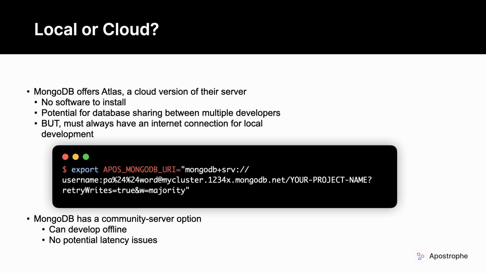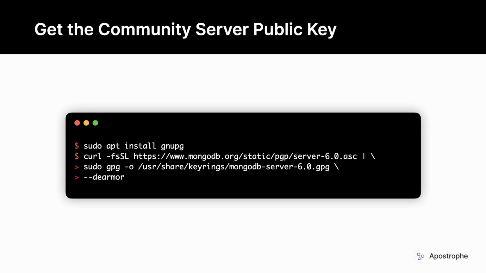The MongoDB.com site has instructions for installing the community server for Ubuntu. It might be easiest to copy the commands from their site since some are quite long. There is a link in the comments below. We need to follow a series of steps.